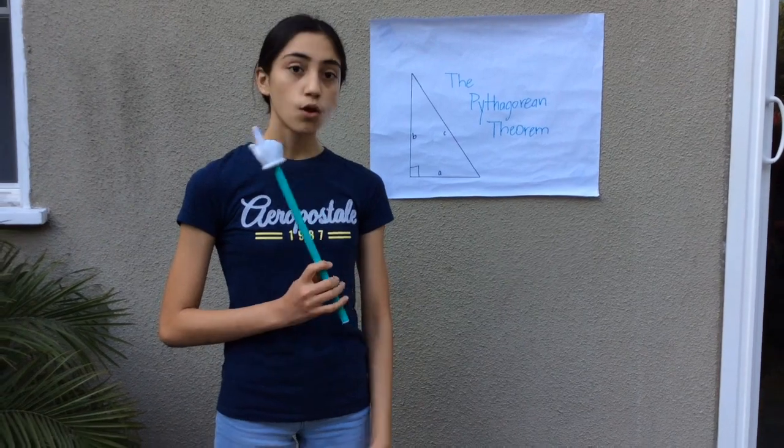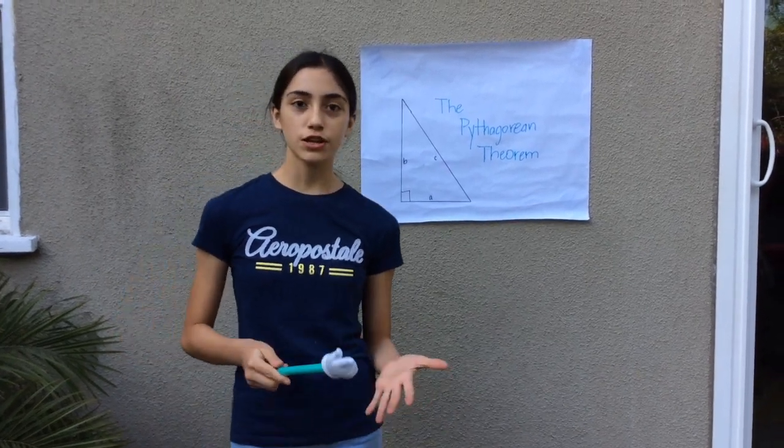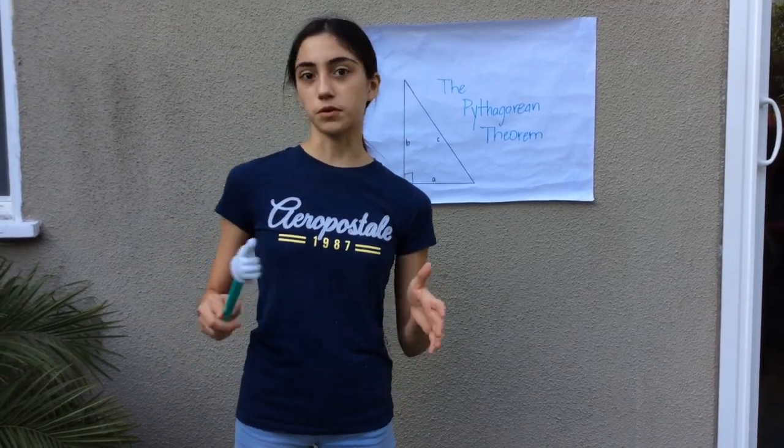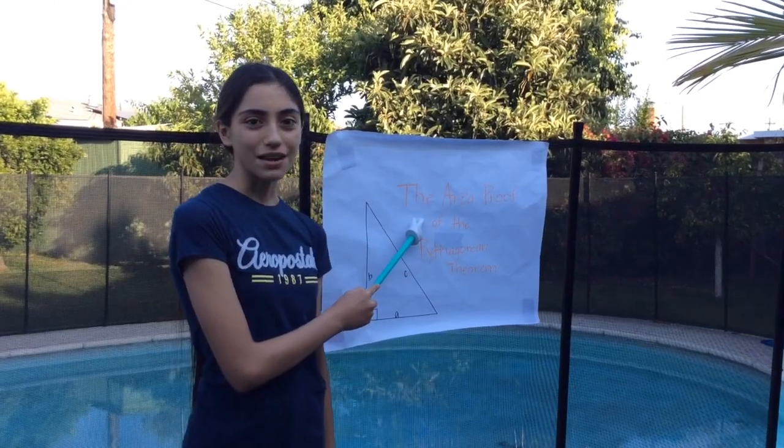Why does that work? Well, there are many proofs and demonstrations you can use with all kinds of math. One we will look at today uses the areas of triangles and squares to prove the theorem. The area proof of the Pythagorean Theorem.